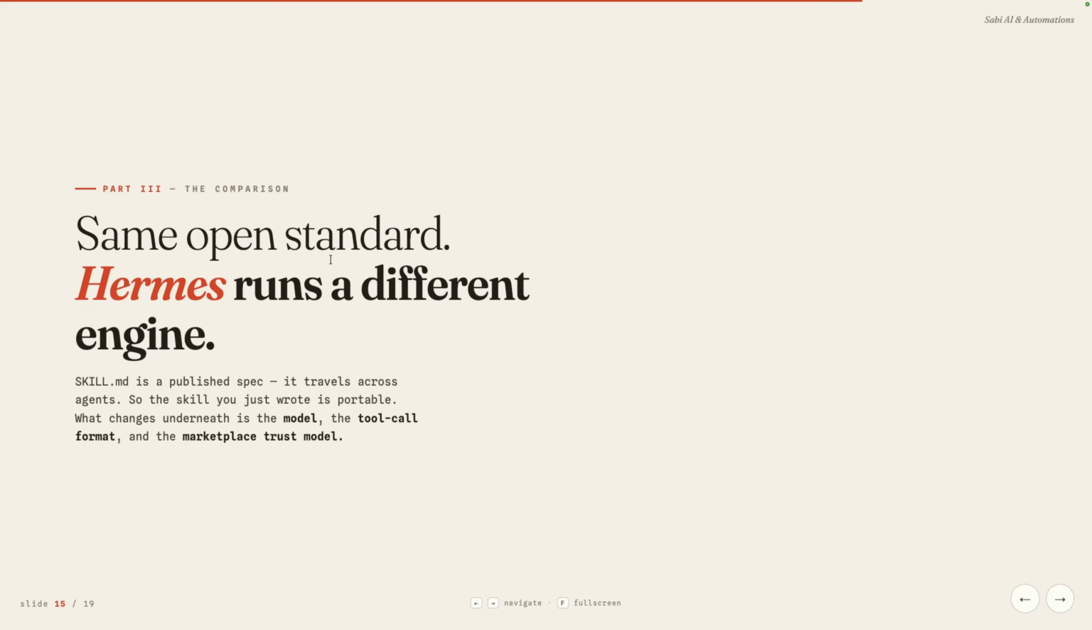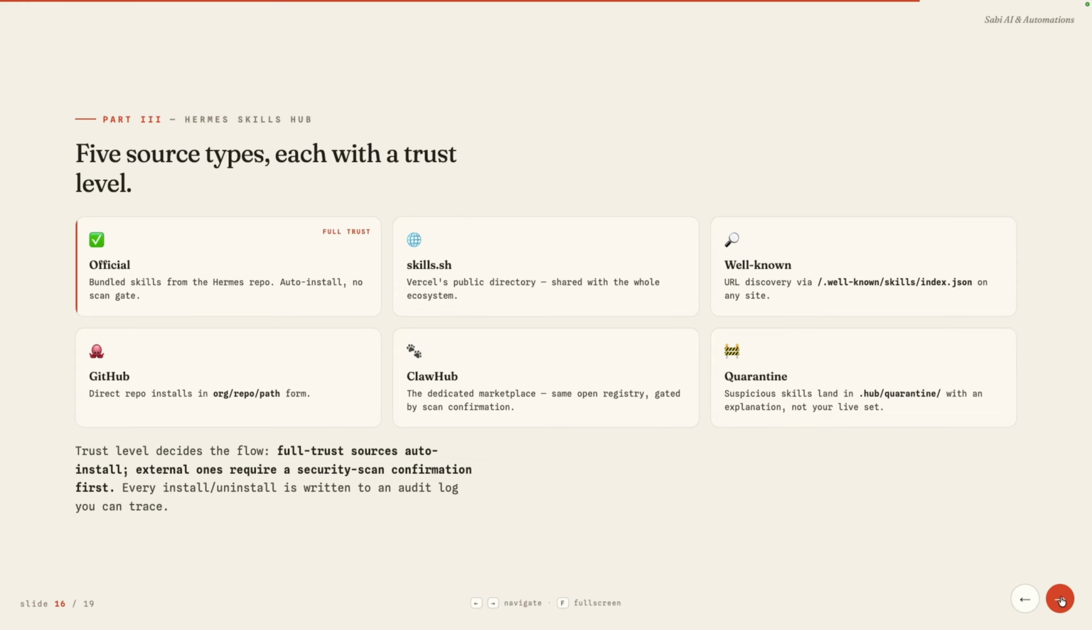The same open standard applies to Hermes. It's kind of like an open standard. Hermes also needs you to have a skill.md file. So the same skill that you installed in Hermes can also be used on QwenPaw. These agents can actually share the same skill. You could see that Hermes also has its own official bundled skills from the Hermes repo.